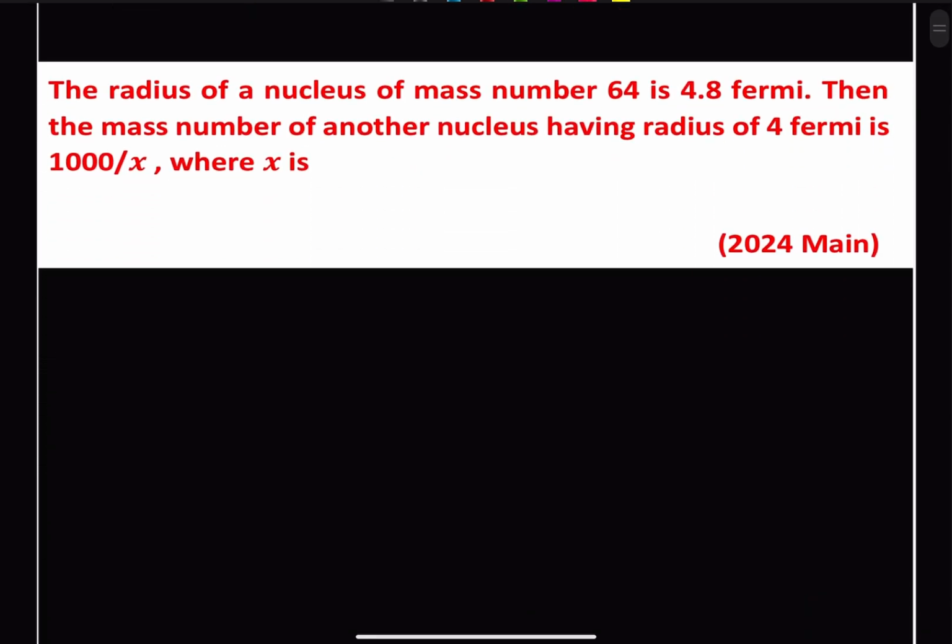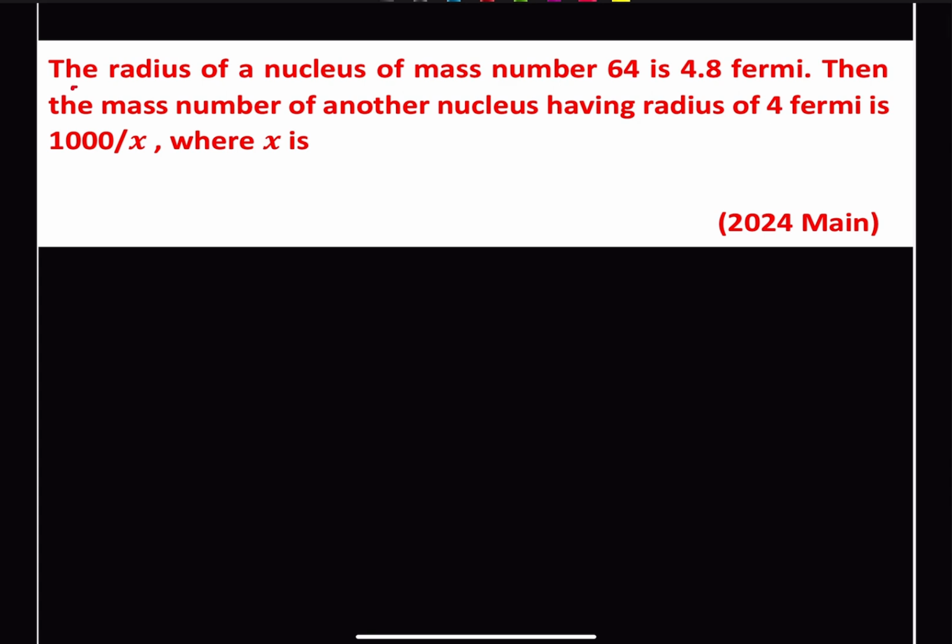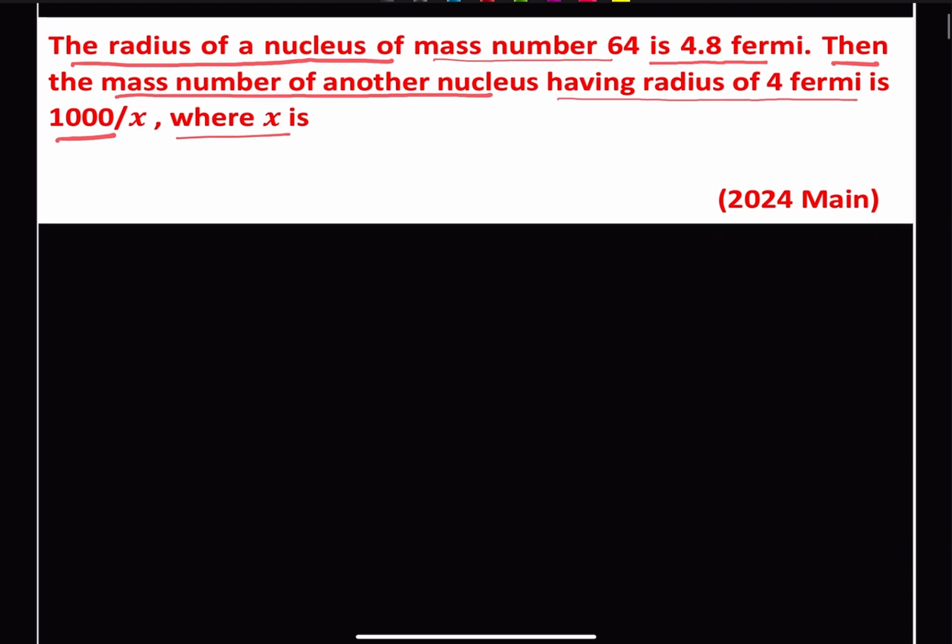First question, it states that the radius of a nucleus of mass number 64 is 4.8 Fermi. Then the mass number of another nucleus having a radius of 4 Fermi is 1000 by x, where x is. So we are supposed to find out the value of x. So in this case, we are going to use the formula which we can call a radius formula or nucleus radius formula.